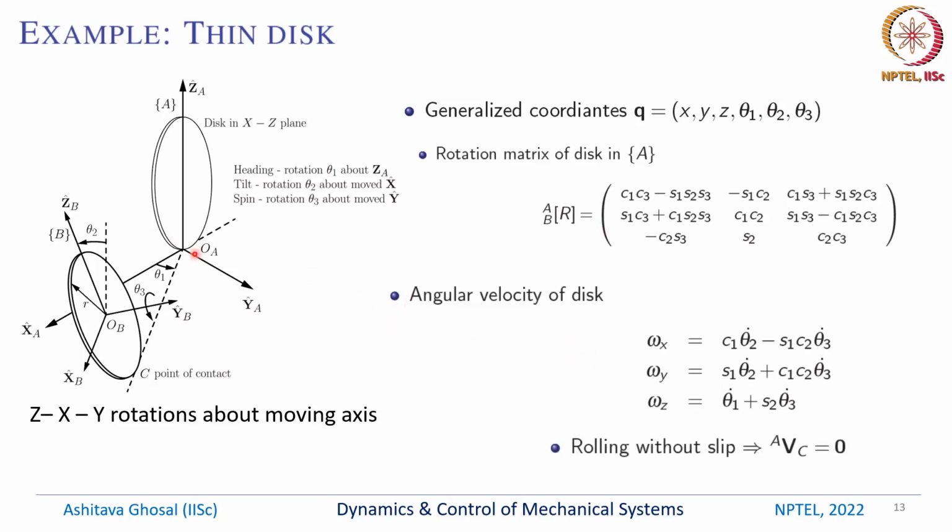Then finally we impose the condition that the velocity of this point C, which is the point of contact, with respect to the A coordinate system, the reference coordinate system, is 0. So this disk cannot slide in this direction. It can only roll about this dotted line. It cannot slide perpendicular to the dotted line. That is not allowed. We are solving the problem of a thin disk which is rolling without slipping.